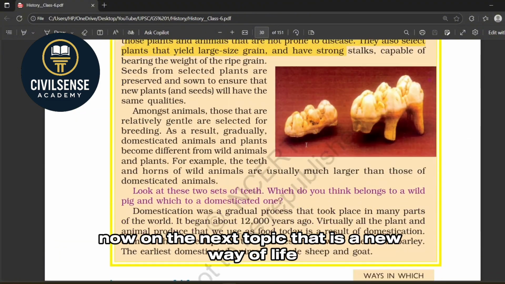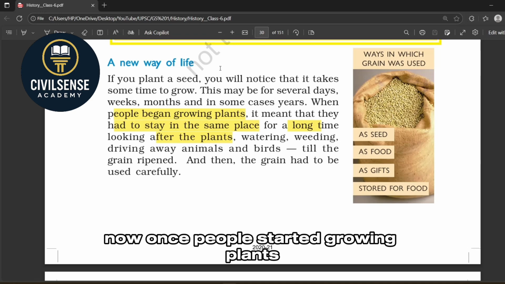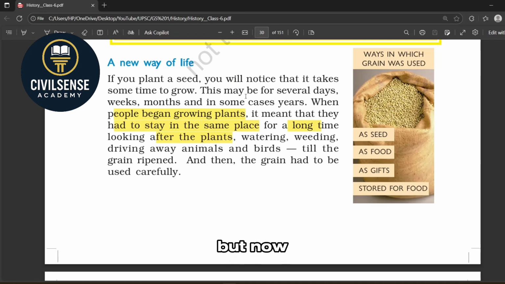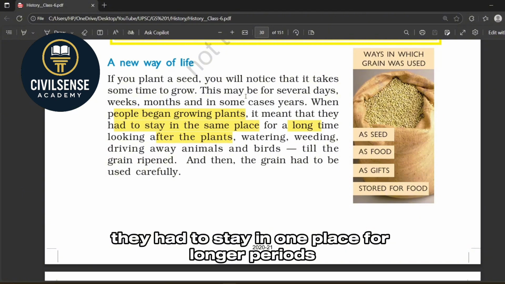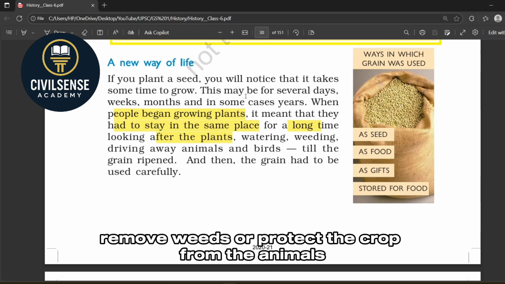Now, on to the next topic, that is, a new way of life. Once people started growing plants, their lives changed completely. Earlier, they used to move from place to place, but now they had to stay in one place for longer periods because crops need care, right? They had to water the plants, remove weeds, or protect the crop from animals.